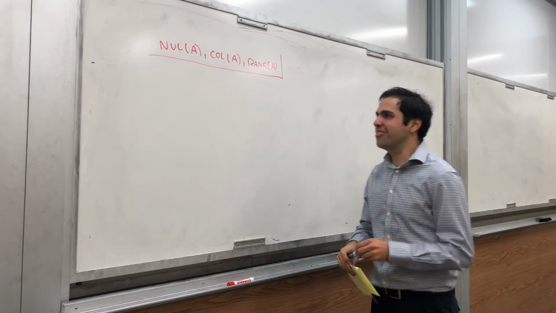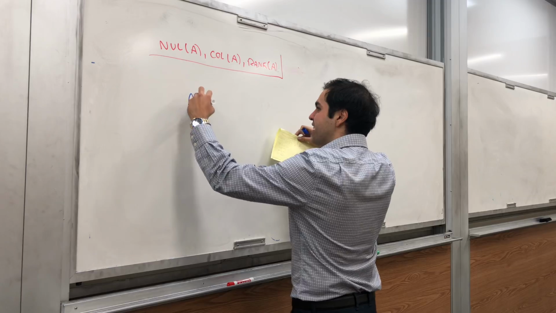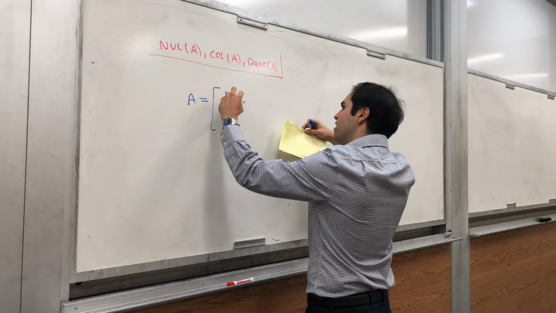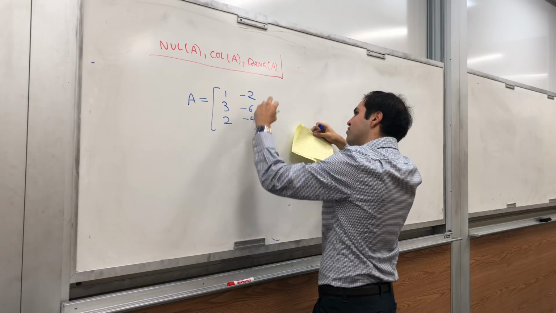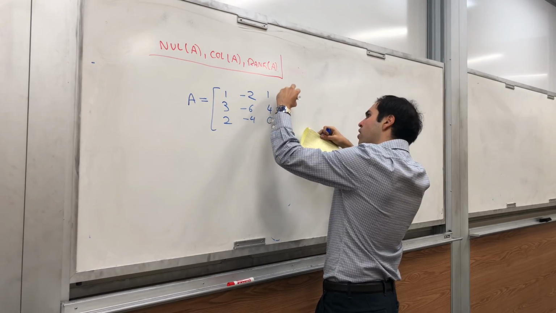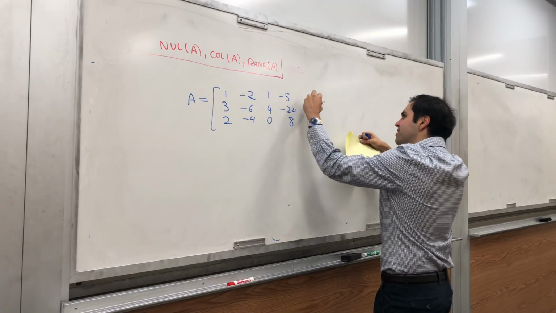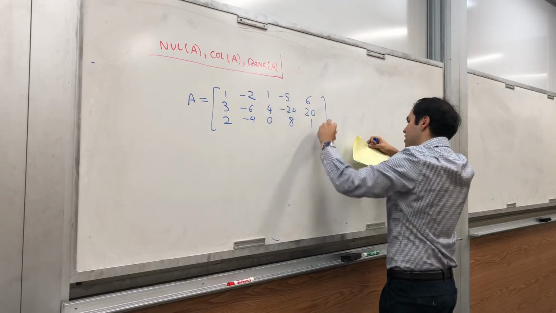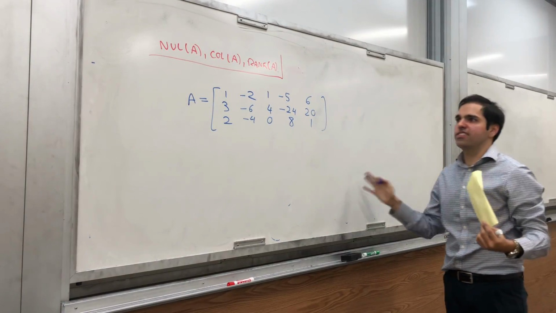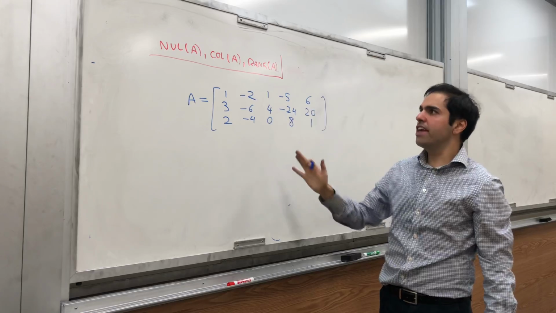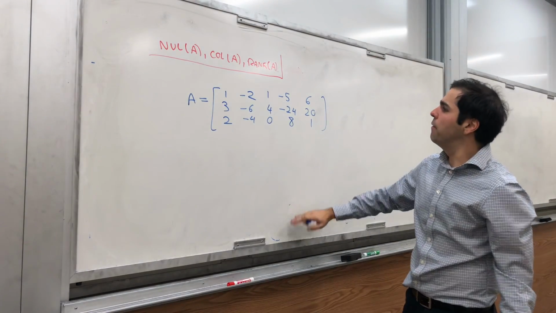I'm not even exaggerating. So, in particular, let's take this matrix here. A is 1, 3, 2, minus 2, minus 6, minus 4, 1, 4, 0, minus 5, minus 24, 8, and 6, 20, and 1. What we'd like to talk about are what are called matrix spaces. So null space of A, column space of A, and maybe others if I have time.